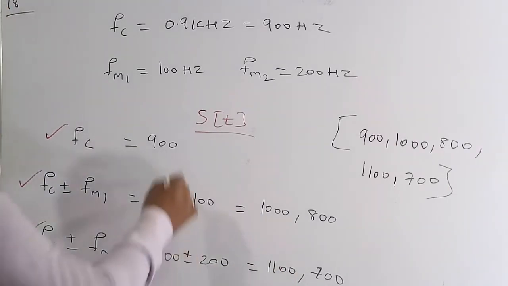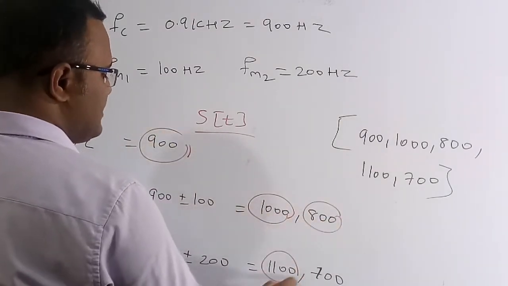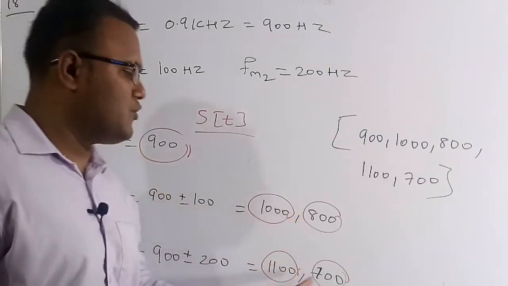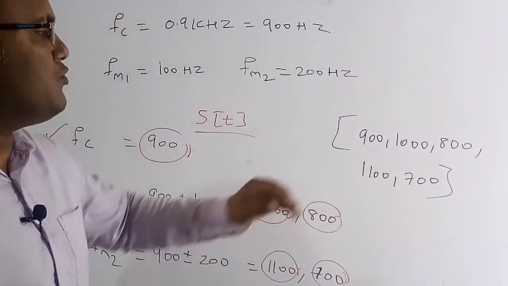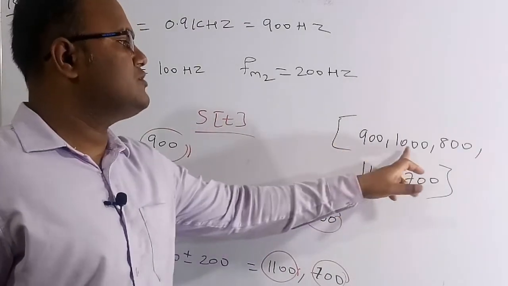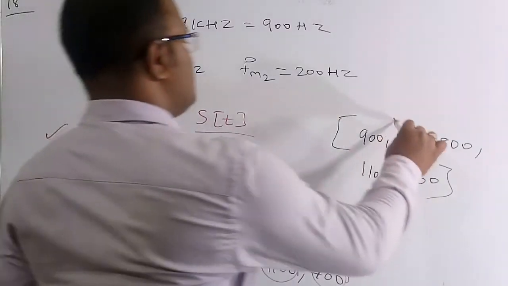So these are the frequencies: 900, 1000, 800, 1100 and 700. These are the five frequency terms present in the standard equation S(t): 900, 1000, 800, 1100, 700. So this is the correct solution of this question.